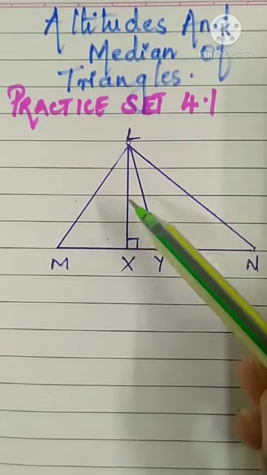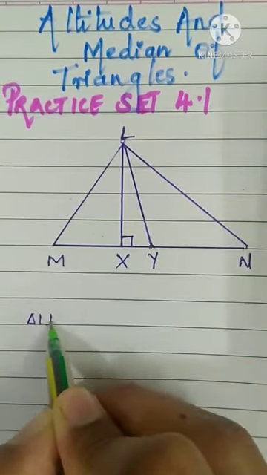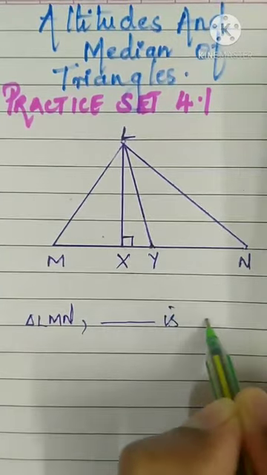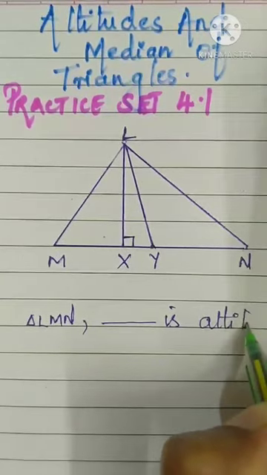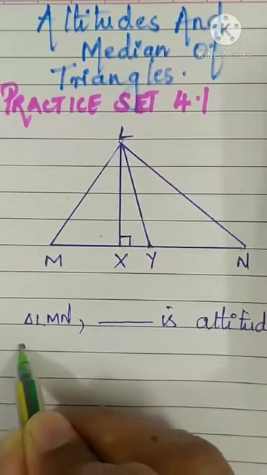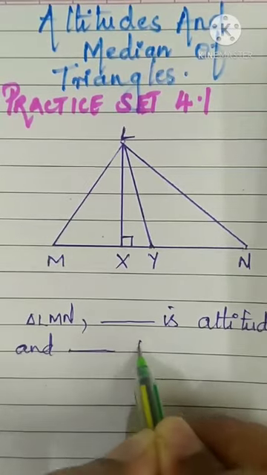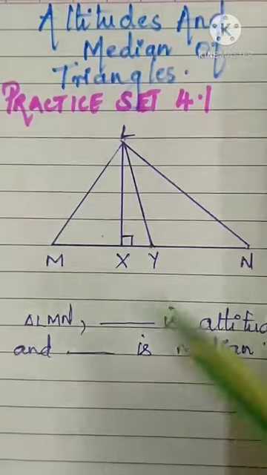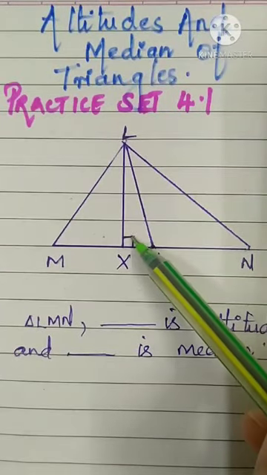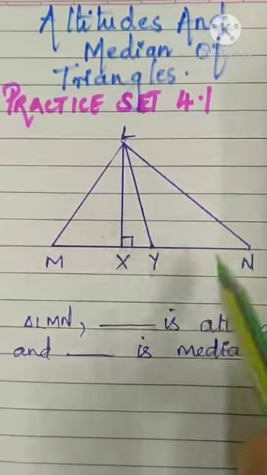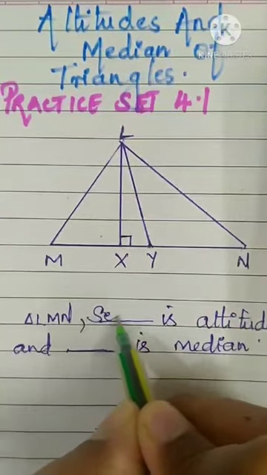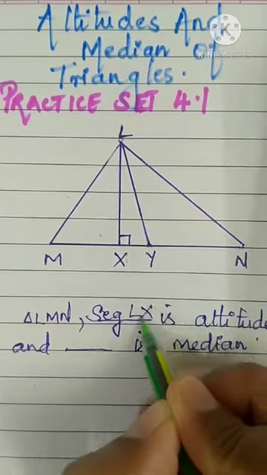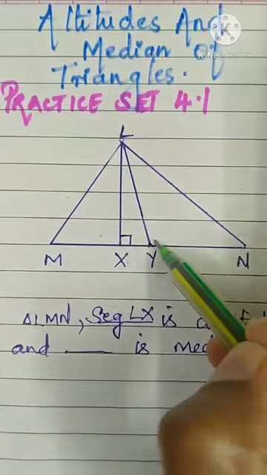So they are asking, in triangle LMN, dash is the altitude and dash is the median. Which is altitude and which is median? Very easy to identify. Wherever you see the perpendicular sign, that is the altitude. So the altitude is segment LX, and the median is segment LY.